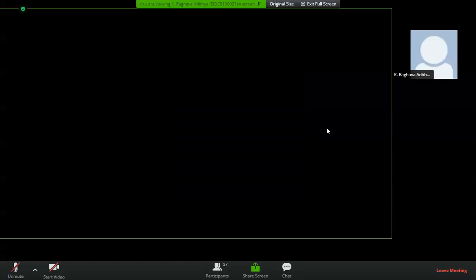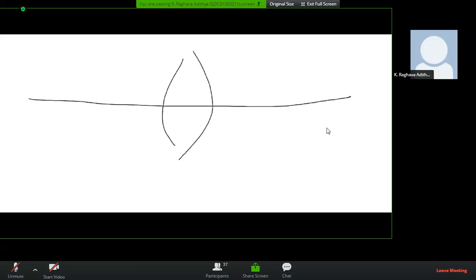If the light is coming from left side, at right side, listen carefully. Once I'll show you on that board, listen carefully. This is the convex lens. This is the principal axis. This is the optic center.